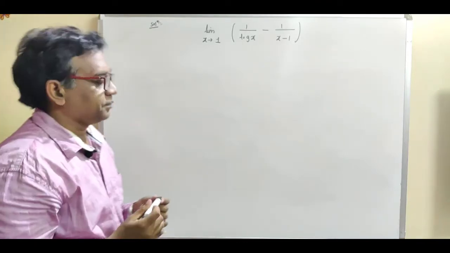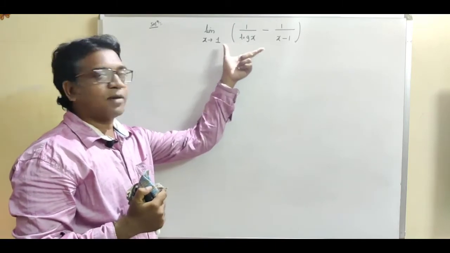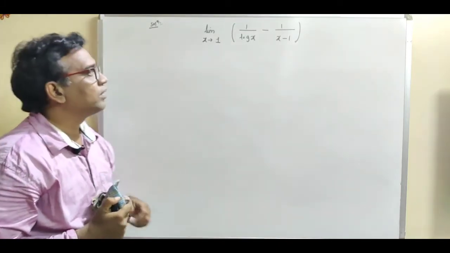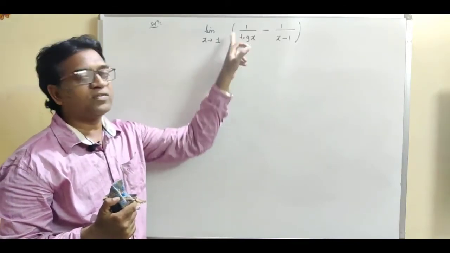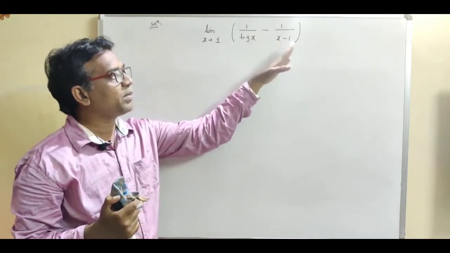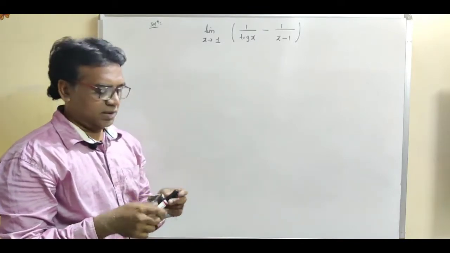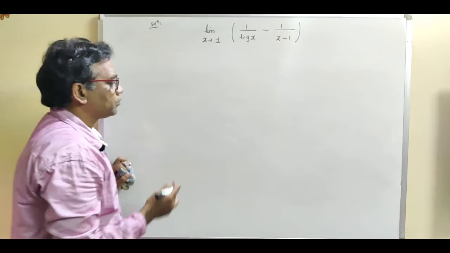So see, this limit form contains the subtraction. Now if you put x equal to 1 in the denominator, log 1 is 0, so 1 upon 0 will be infinity. Put x equal to 1 in the other denominator, so 1 minus 1 is again 0, so 1 upon 0 is infinity. So obviously this is the infinity minus infinity form.